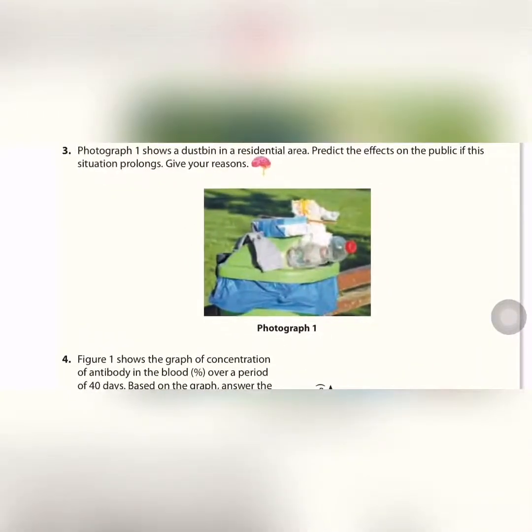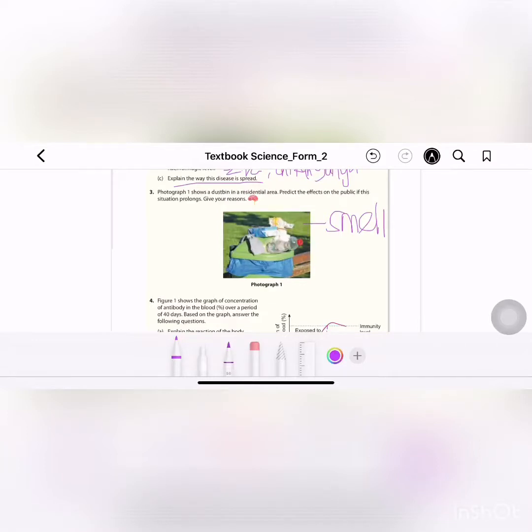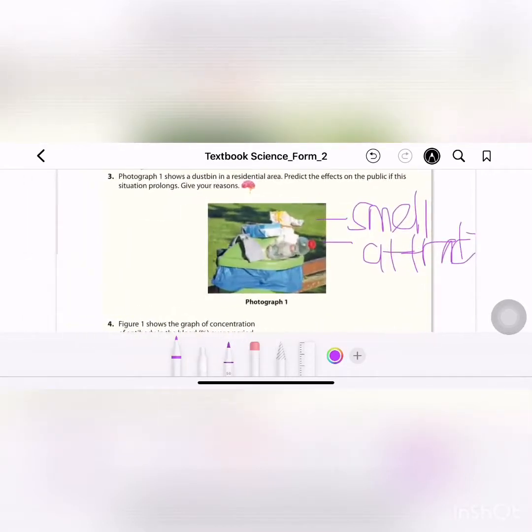So question number 3, give your reason. Predict the effects on the public if this situation prolonged. So for question 3, you can say, where there's a dustbin like this, first you can mention there's an unpleasant smell. And then the exposed garbage will attract all the animals that I mentioned: cockroaches, flies and rats. Sorry, just short form. It's very hard for me to write.